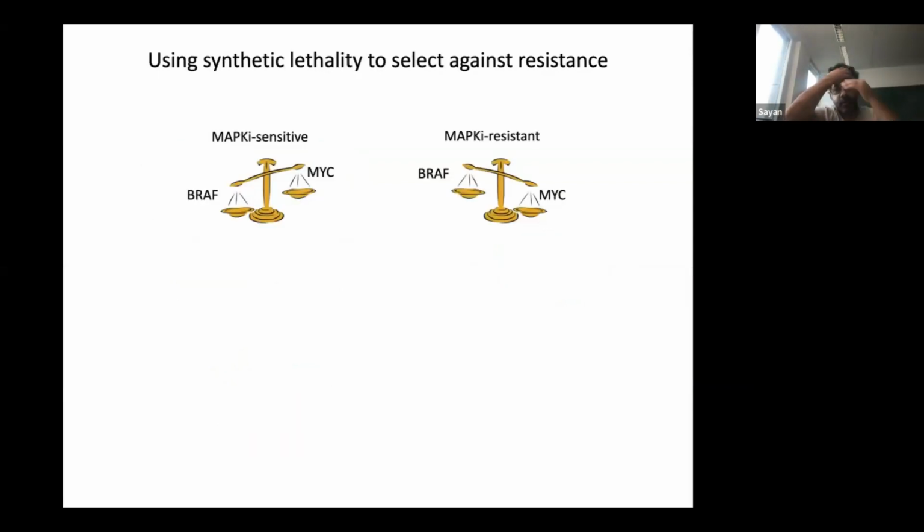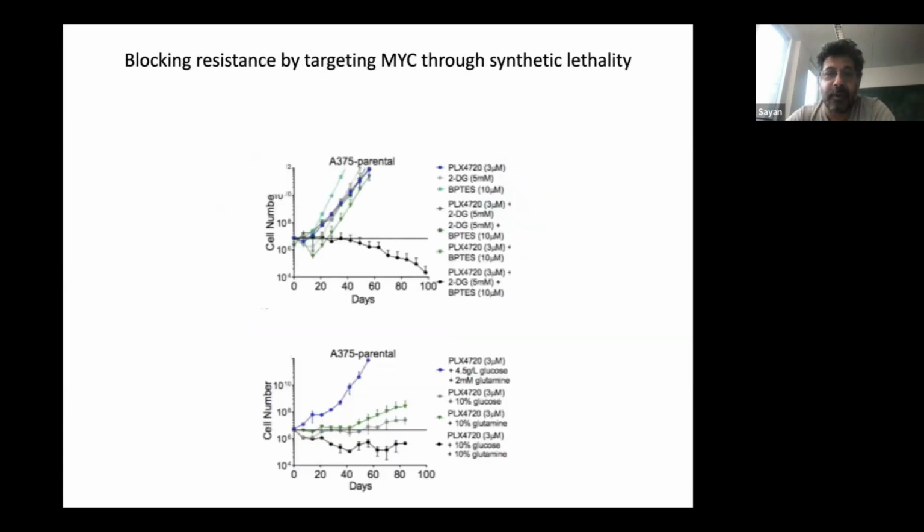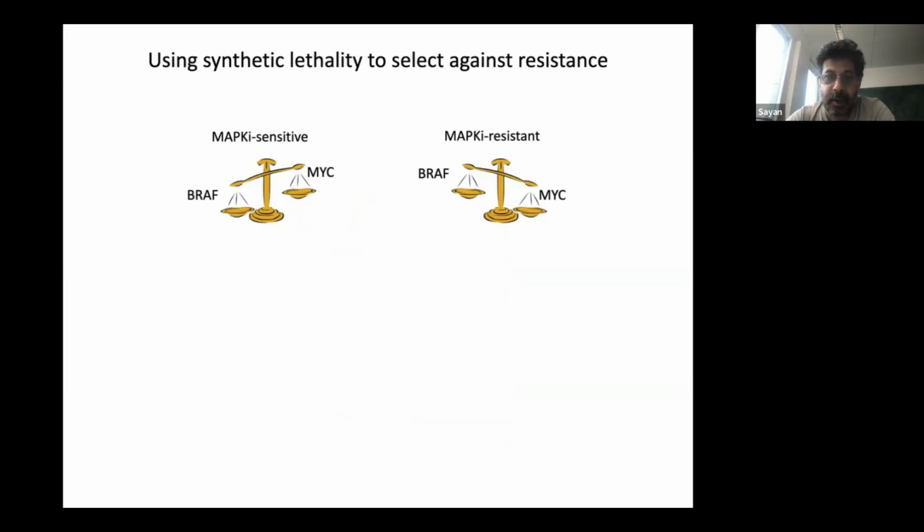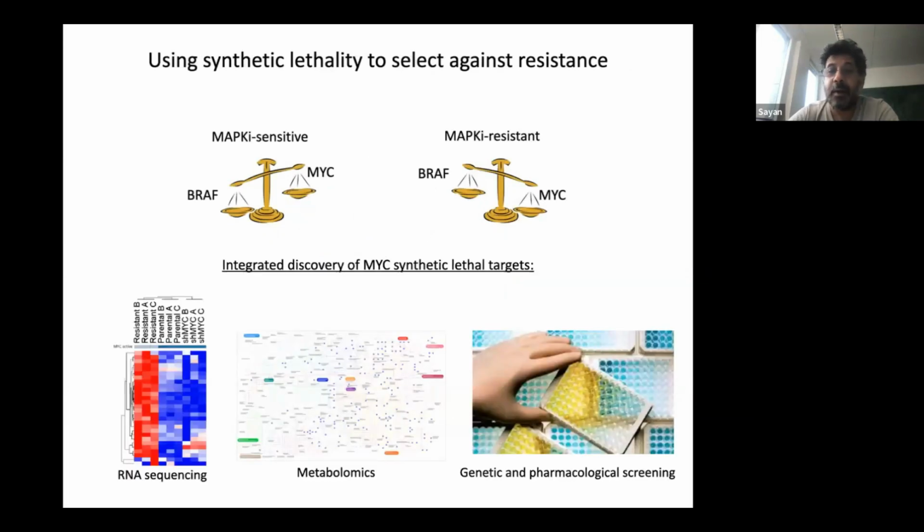Okay? So now you can ask a question about synthetic lethality against resistance. You have this MAPK sensitive and you have this MAPK resistance. So there's a scale between BRAF and MYC. And the question is, which might be driving this more?